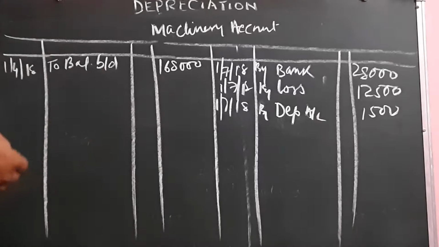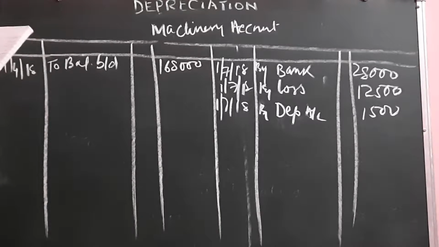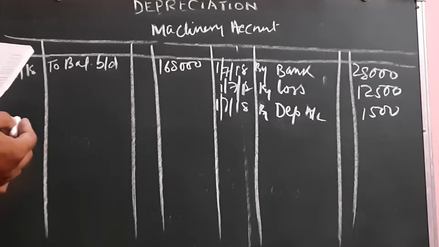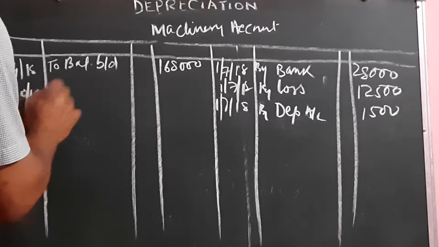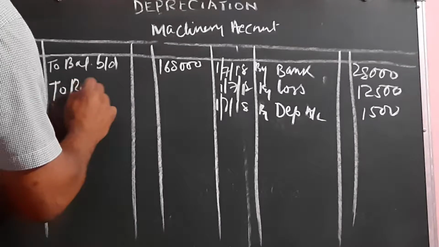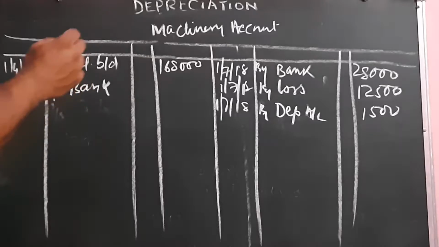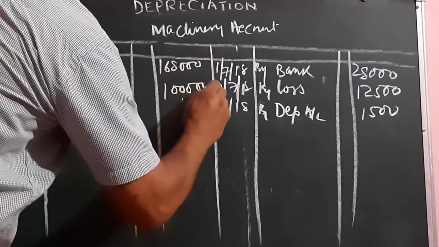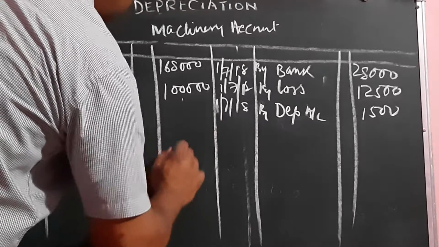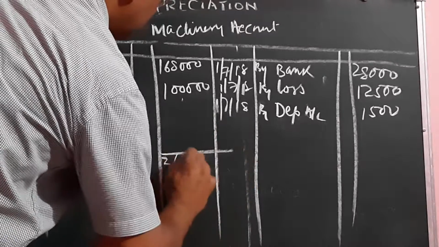And at the end of the accounting year, again you have to find out the depreciation, and before that on 1st October 18, one more machine was purchased for rupees 1 lakh. So the debit side here is 2,68,000.